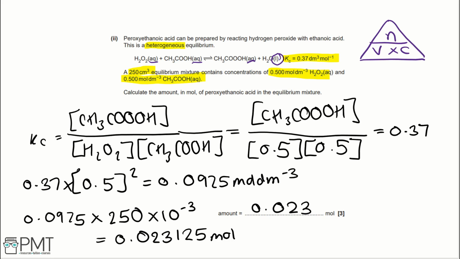For this question, you get a mark for writing your expression for Kc, a mark for working out the concentration of peroxyethanoic acid, and then a mark for working out your moles correctly.